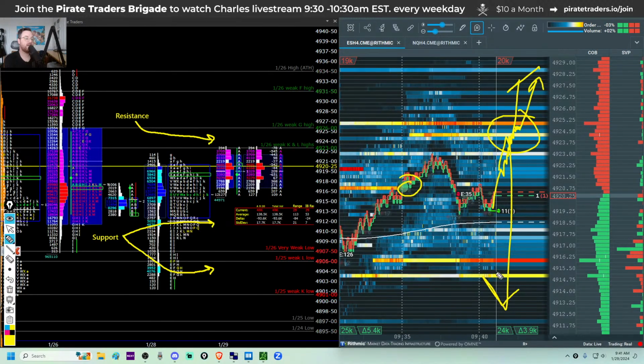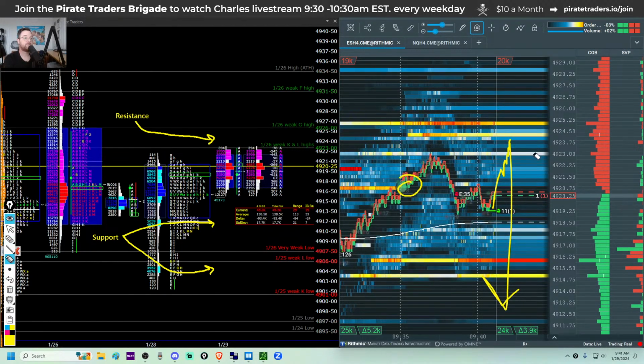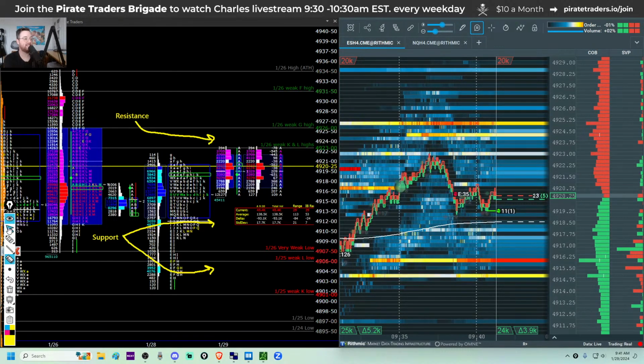So the liquidity, I don't assume anything about because it's commonly just spoofed. The thing I use for support and resistance is where the market actually did business or did not do business in the past.